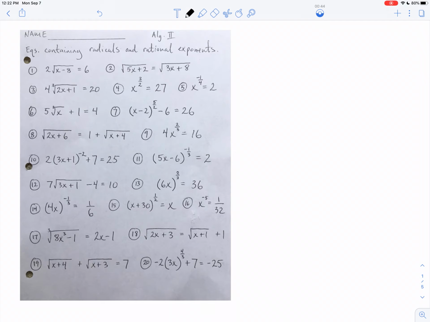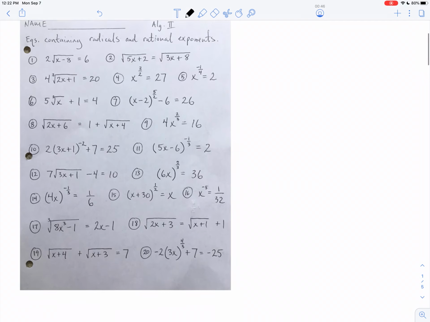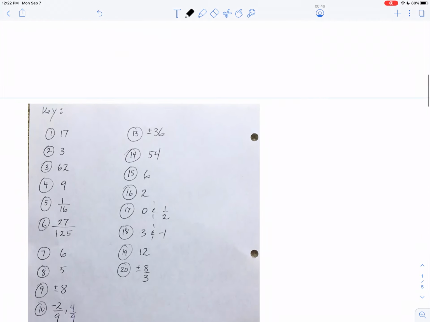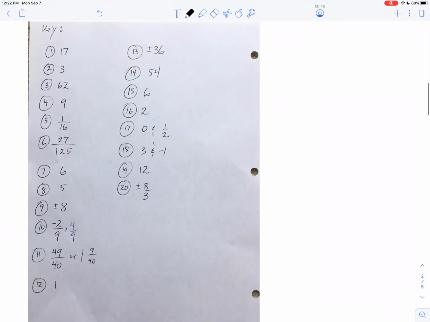But there's 20 questions, and here's 20 answers. So like I said, some of these answers are single number answers, or some of them have more than one answer. Remember, some of these will result in 2 answers, and that's okay. You'll notice I wrote everything as a whole number or its fraction style. I didn't write any decimal answers.